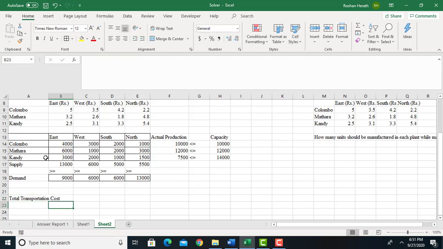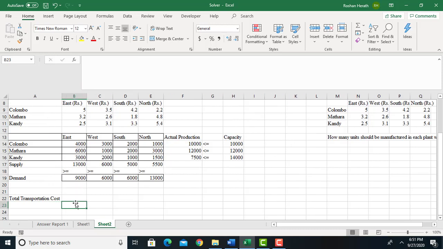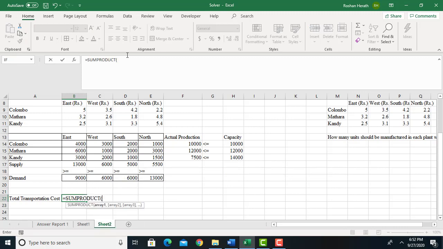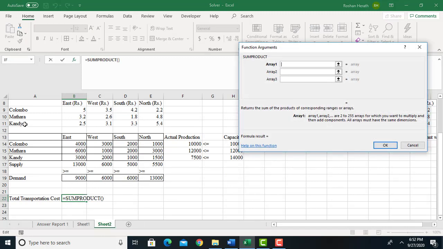you can simply consider the entire range and do the multiplication. Because you have learned about SUMPRODUCT, using your knowledge of SUMPRODUCT you can work this out easily. So how do you do it? You take this SUMPRODUCT. If you look at it manually, to work out the delivery from Colombo to east, west, south and north, the per unit cost needs to be multiplied by the number of units that you deliver.